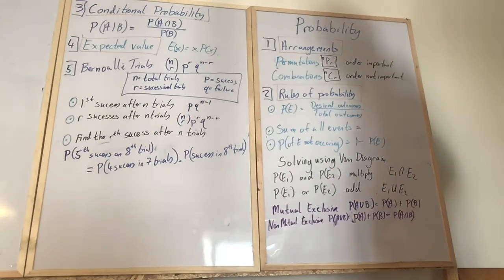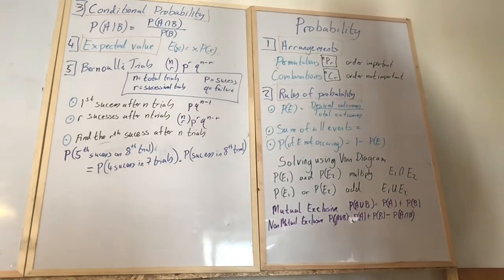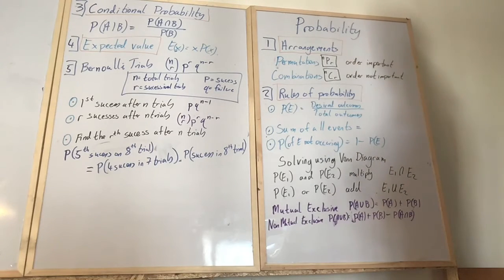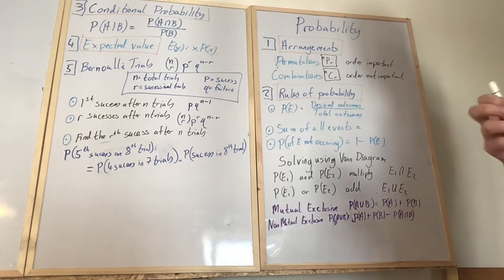Hello everybody, and in today's topic summary for Leaving Cert Higher Level, we're going to look into a bit of probability. For probability, I've split it into 5 different subsections, and we're going to go through them in due course.